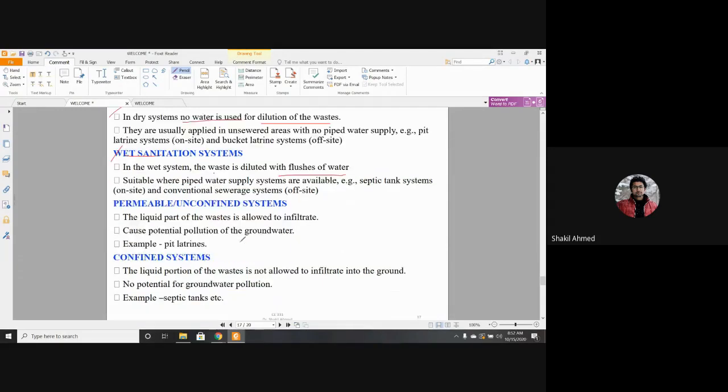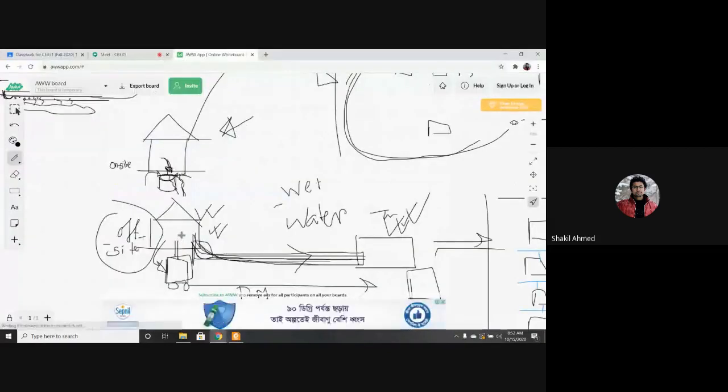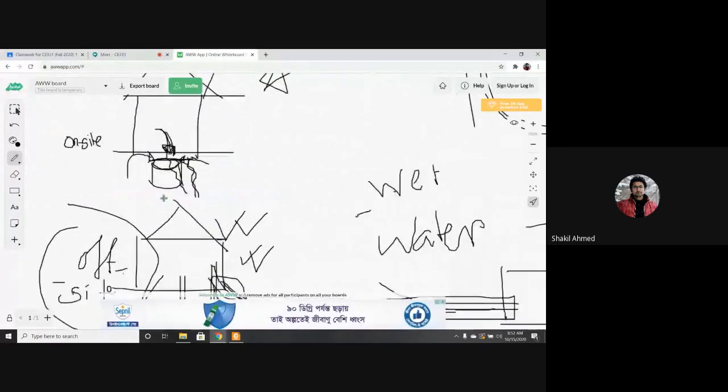Okay. Now, what is permeable and confined system? Look at here. Here, the wastes are collected in this soil and permitted to infiltrate. The wastewater is permitted to infiltrate. So this is permeable. Why? Because the wastewater is permitted to infiltrate through the soil here, right? This is permeable.